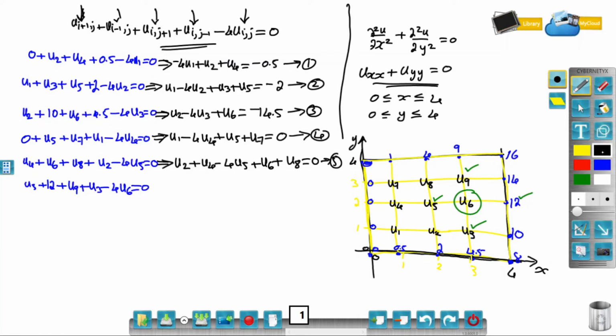So after rearranging this equation in order, we have U3 plus U5 minus 4U6 plus U9 equal to minus 12. So this is equation number 6. Is it okay?